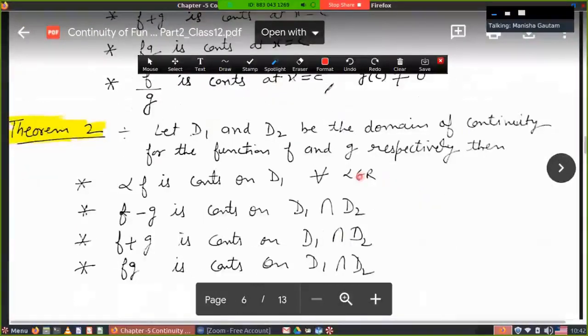Theorem number two, regarding the domain of the functions. Let d1, d2 be the domains of continuity for the functions f and g respectively. Then alpha times f is continuous in the domain d1, where d1 is the domain of f. Alpha times f also has the domain d1 for all alpha belonging to real numbers. If f and g have domains d1 and d2, then the difference, sum and product of the functions are continuous in the intersection of these two domains, d1 and d2.